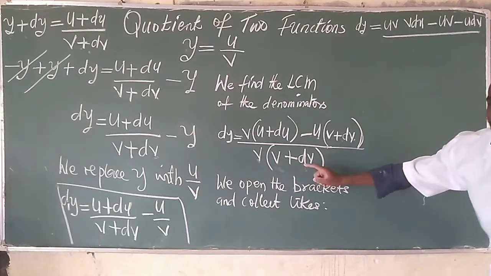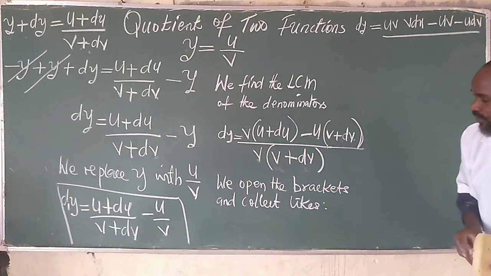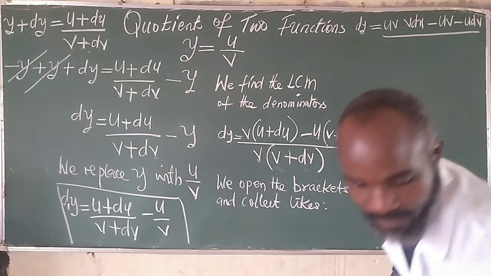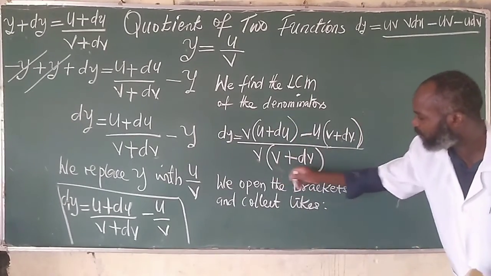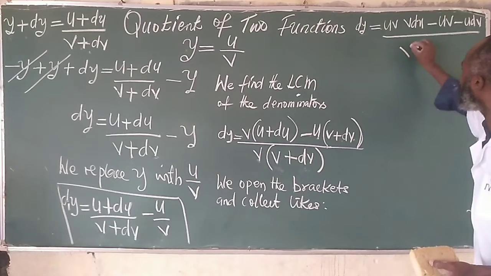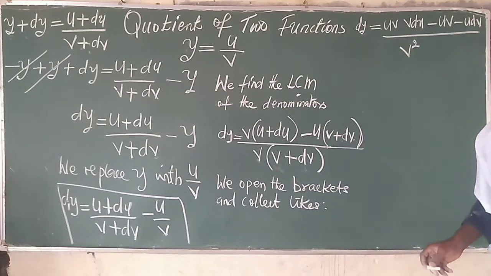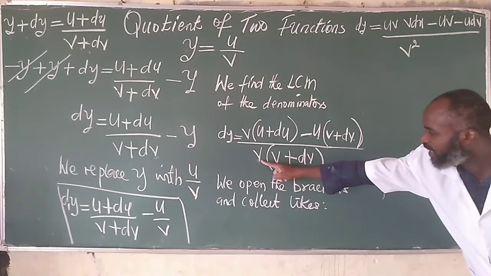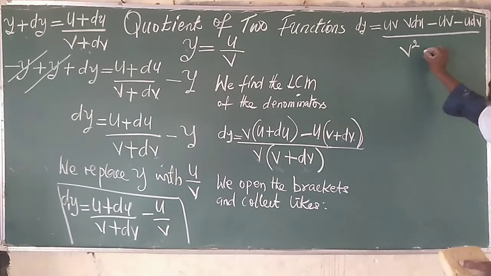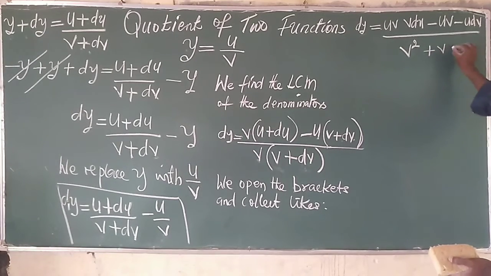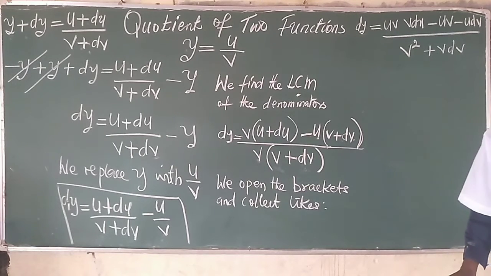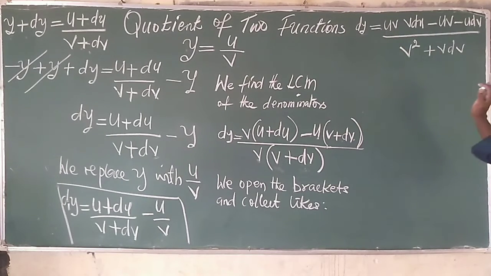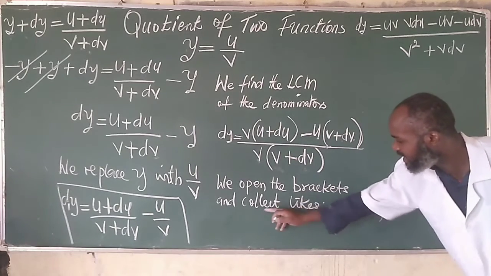Let's see what happens here. Look at this. Let's see what happens here. V multiply v, we have v squared. Alright? We move on again. V multiply dv, it becomes plus v dv. That is cleared. Okay? We have cleared all this, and the brackets removed. It is time for us to collect like terms.